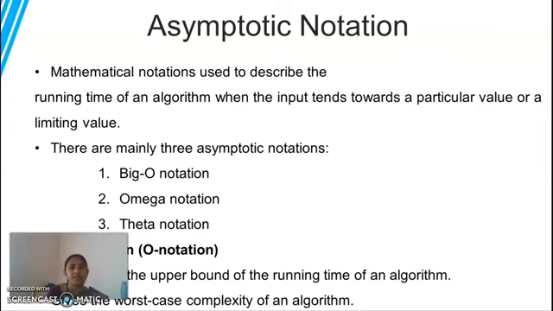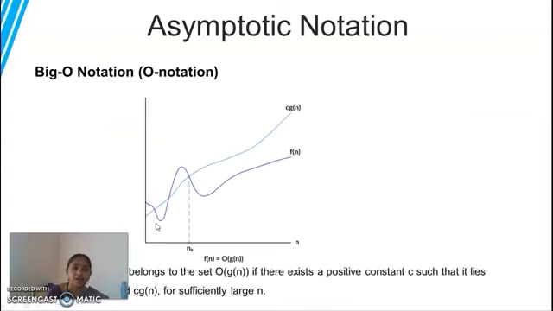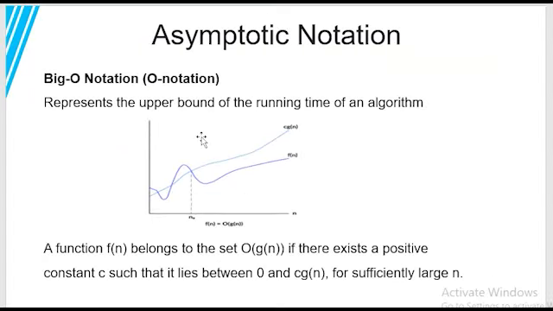In asymptotic notation, there are three types: big O notation, omega notation, and theta notation. This is the big O notation representation. Big O notation is represented by O, and this represents the upper bound of the running time of an algorithm. The function of this big O always lies between 0 and a positive constant. This is called big O notation.